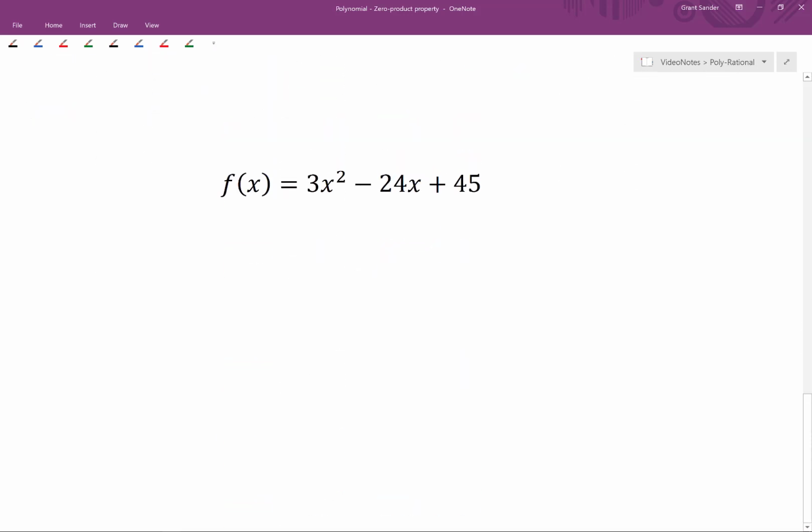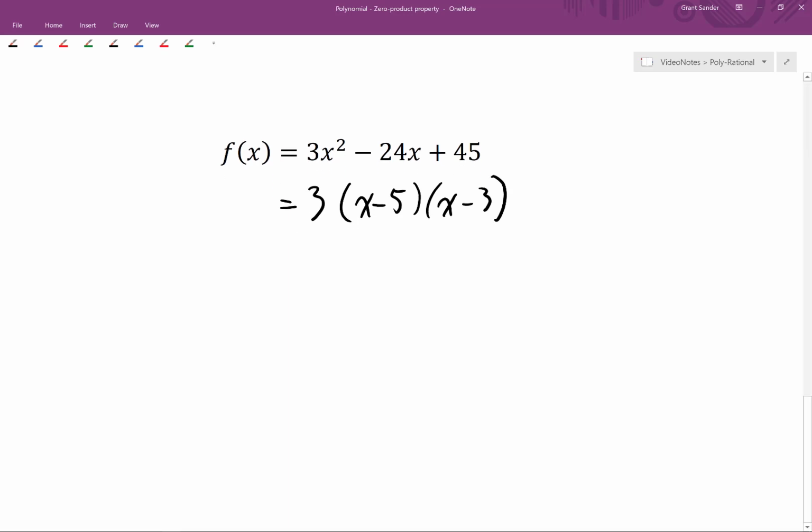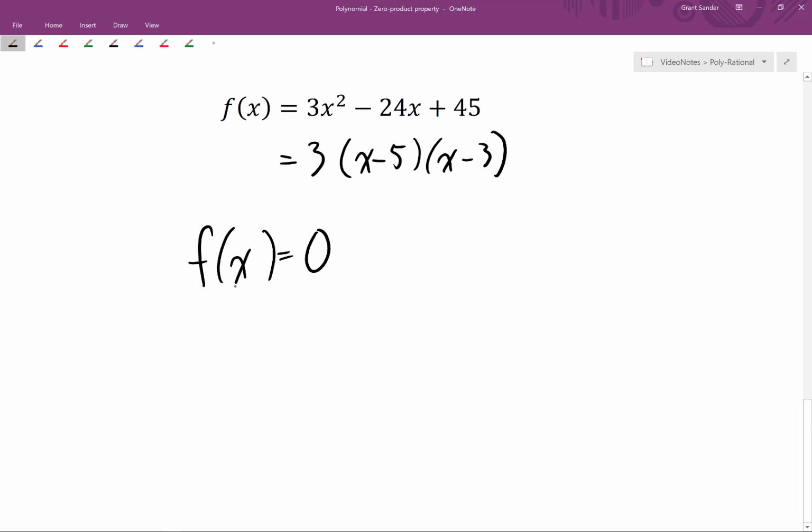Consider the polynomial function f of x equals 3x squared minus 24x plus 45. If we do a little algebra, we can see that we can rewrite this function rule as 3 times x minus 5 times x minus 3. If we want to determine the horizontal intercepts of this function, we want to find values of x such that f of x is equal to 0. So that's what a horizontal intercept is. It's just a value of x that makes the output equal to 0.